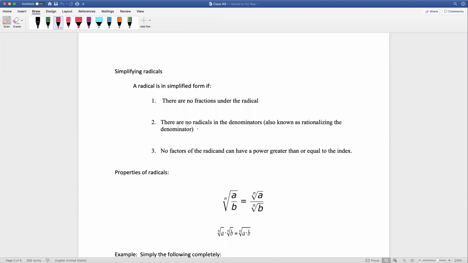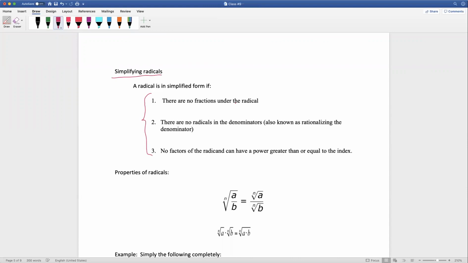We're going to talk about what it means to simplify radicals, and then we're going to talk about what it means to multiply and divide, and then add and subtract radicals. All those operations that we talked about with fractions, we're going to do the same thing with radicals. But we need to start off by talking about what it means to simplify radicals.